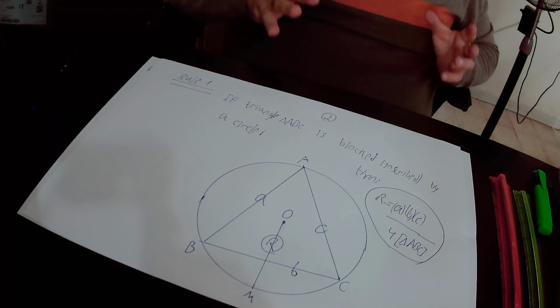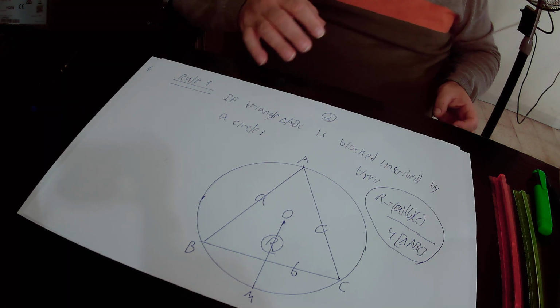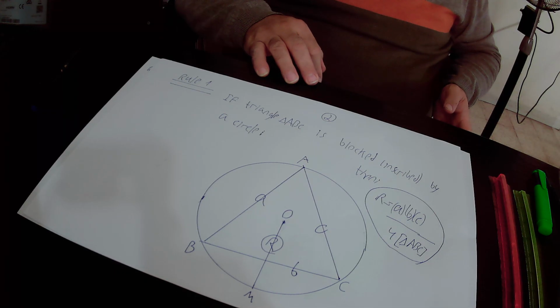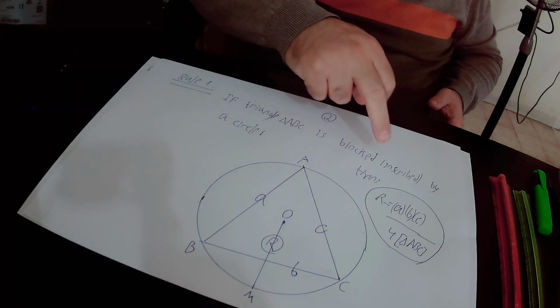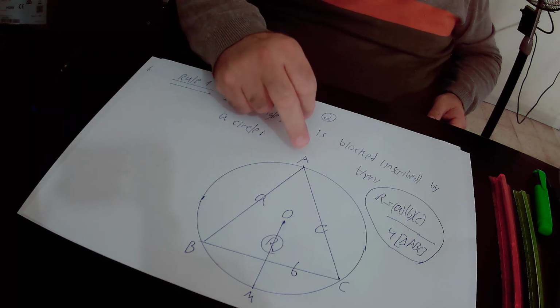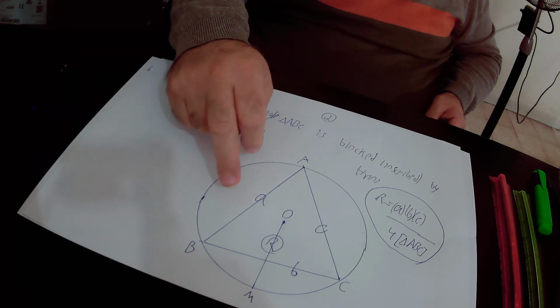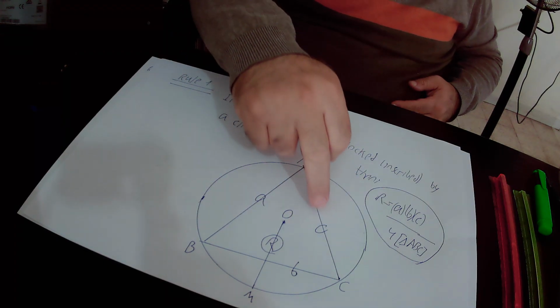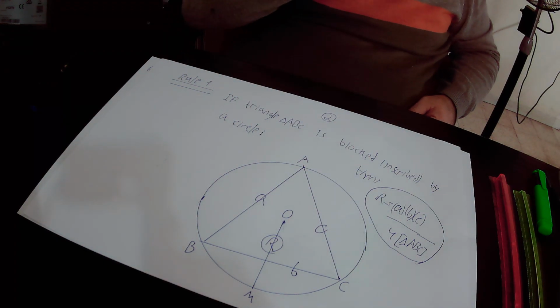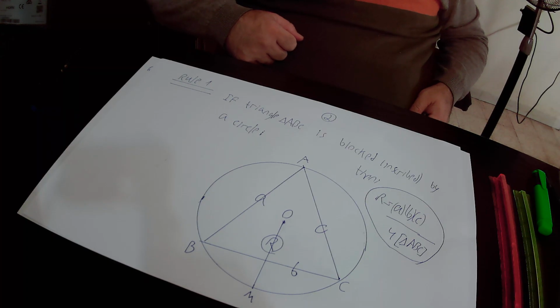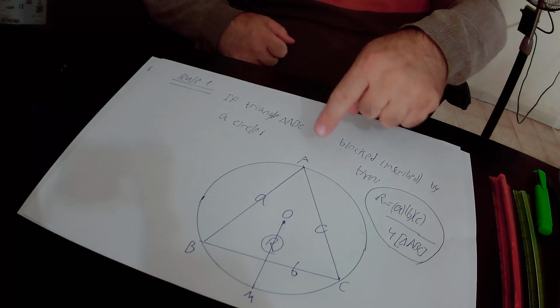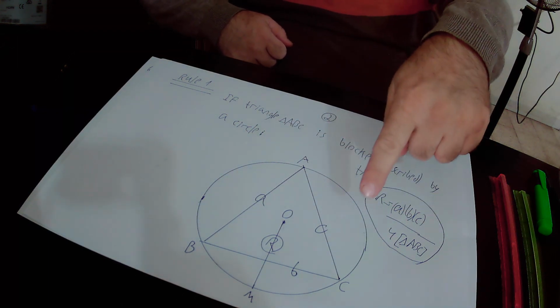Whenever you have a triangle that is inscribed or blocked by a circle, you can find the radius of this circle by using this formula. Here side AB equals A units in its length, side BC equals B units, and side AC equals C units. Okay? The definition of a triangle that is blocked by a circle is that all 3 vertices of the triangle are touching the circle, like in this drawing.